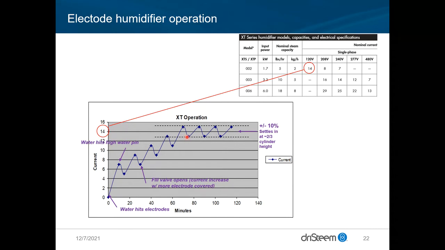So this is the other reason why these aren't used in high tolerance applications, is because you have to drain these units. And when you're draining, you're not making steam.